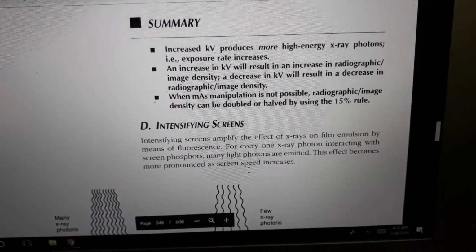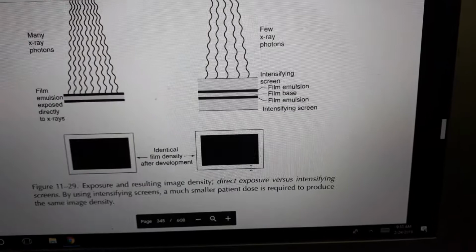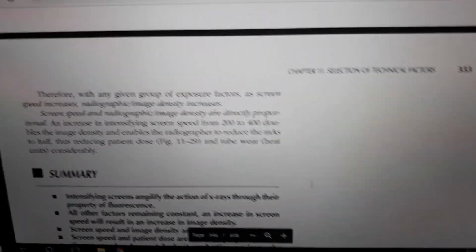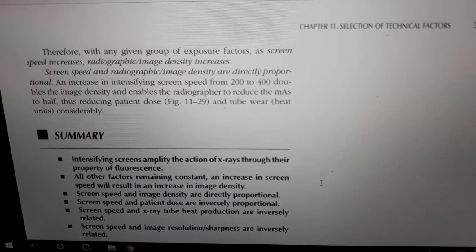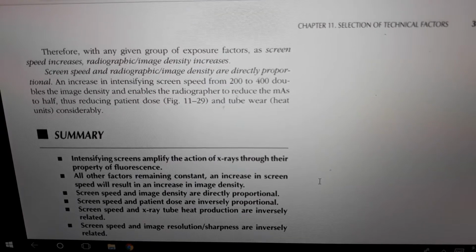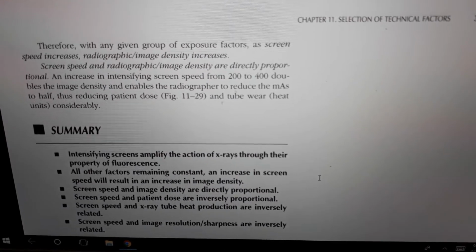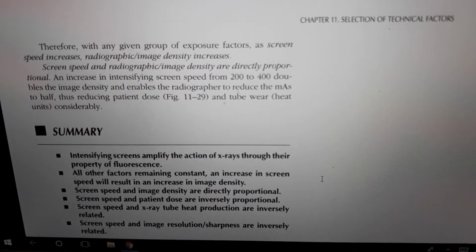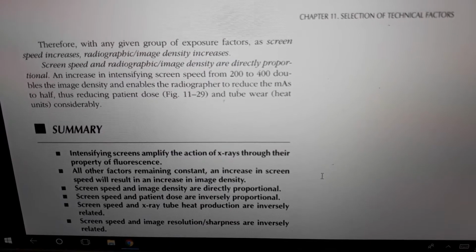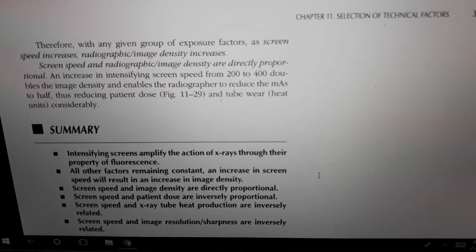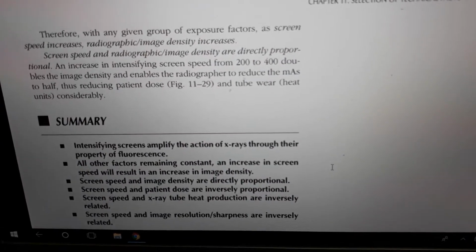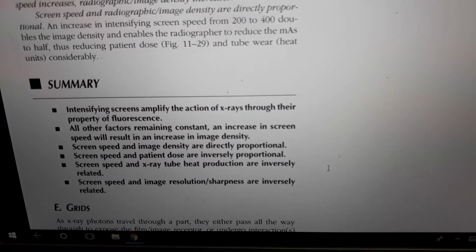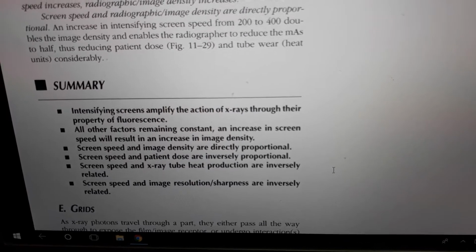Next topic: intensifying screen. Summary of this topic: intensifying screens amplify the action of the X-ray through their property of fluorescence. All other factors remaining constant, an increase in the screen speed will result in an increase in the image density. Screen speed and image density are directly proportional.